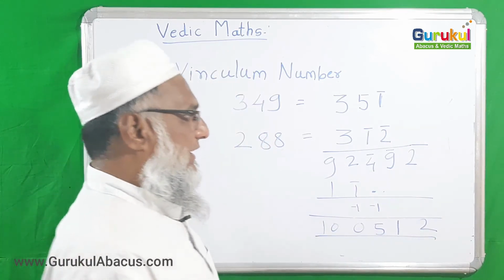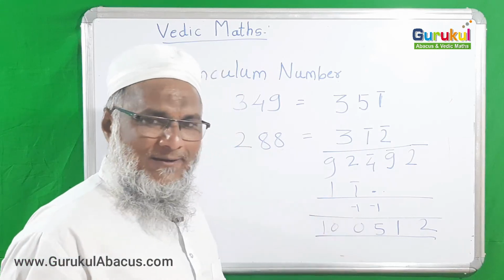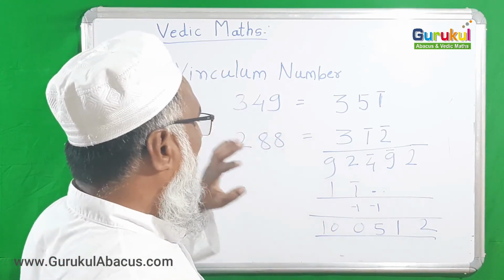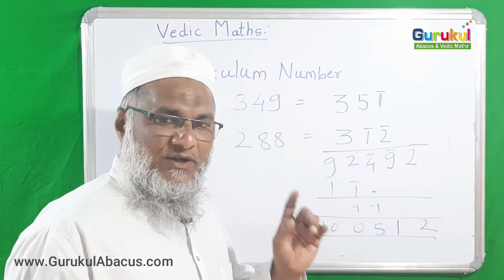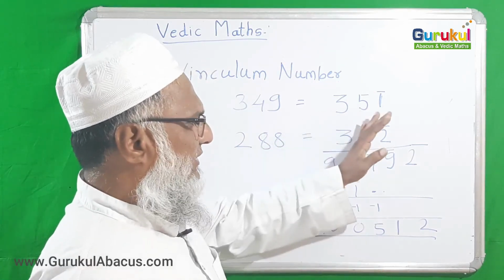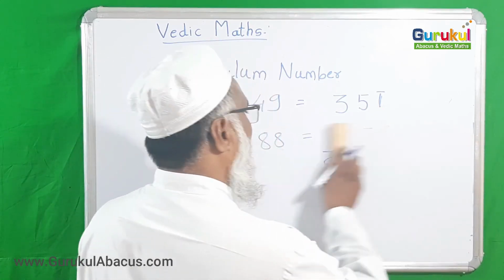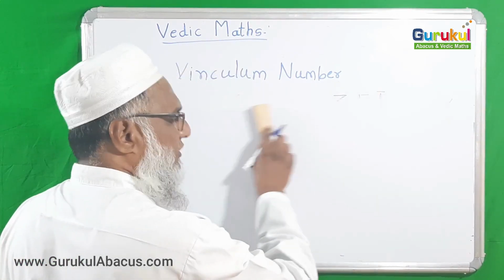Okay, in this way it is just an example, only to learn how to convert any number having the digits 6, 7, 8, 9 into a Vinculum number. Then the rest of the multiplication or any division, any example, we can just solve.